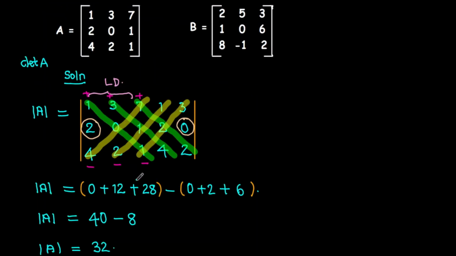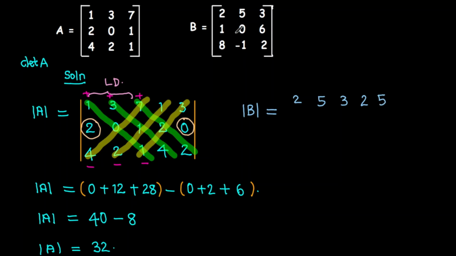It's already very short to do this calculation. You can do it in less than 1 minute. So let's move on to the next determinant here, and that is determinant of B, calculated by also copying 2, 5, and we have 3. We come back and copy the first 2 again here, and we have 2 and 5.